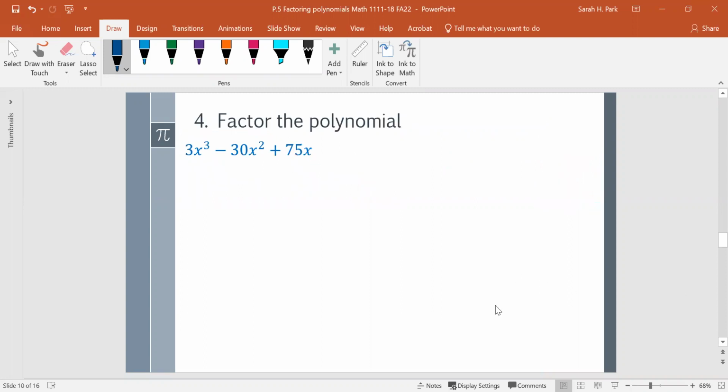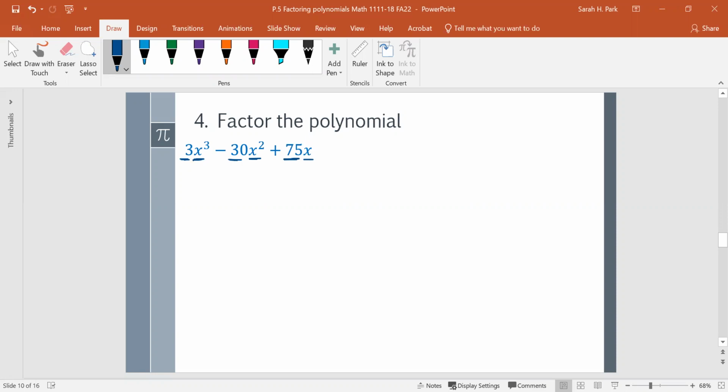Okay, let's take a look at number 4. Factoring the polynomial. This is a trinomial, but you can see how it doesn't start with an x squared. It has an x to the third, an x squared, and an x. Of course, there's a 3 and a 30 and 75x. I'm going to try to factor out the greatest common factor first.